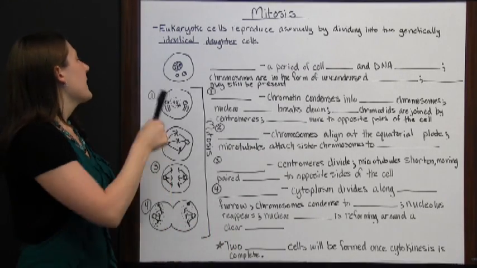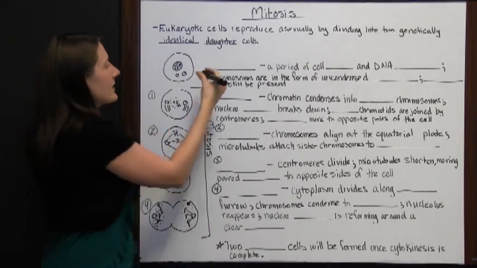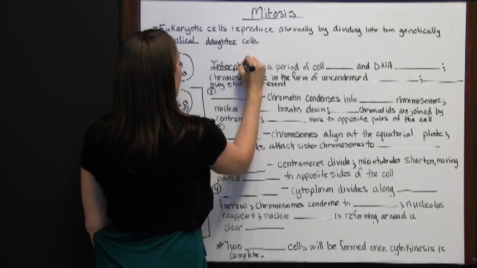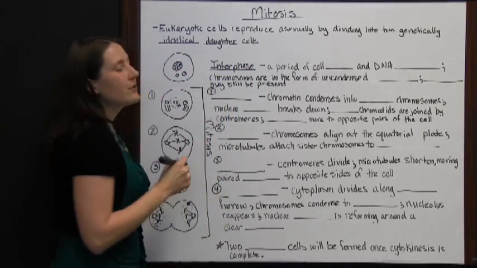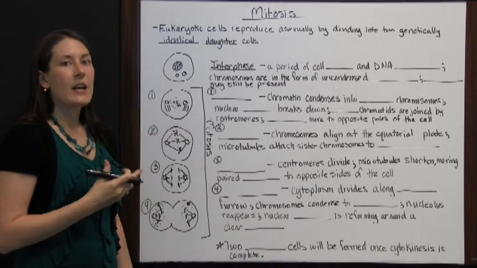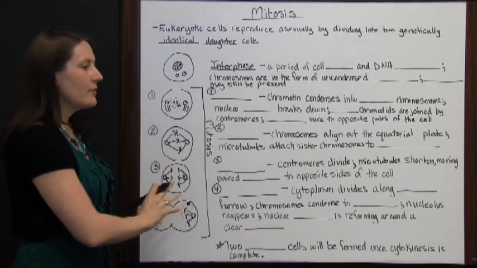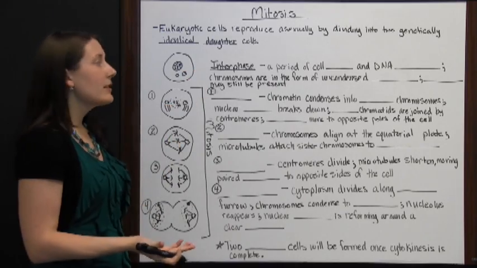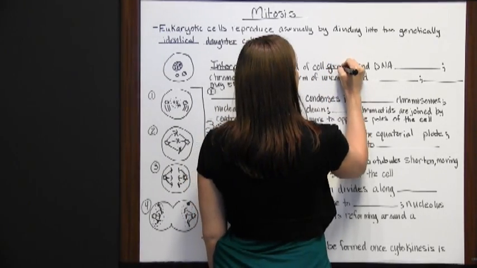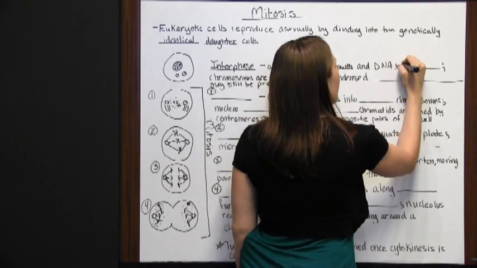So let's look. This first phase is called interphase, and it's not really considered a part of mitosis, but it's usually discussed with mitosis because it happens at the beginning, right before mitosis happens. It's the build-up to mitosis. It's a period of cell growth and DNA replication.